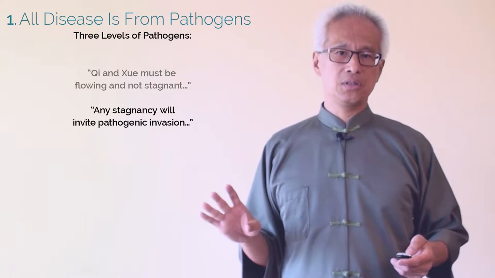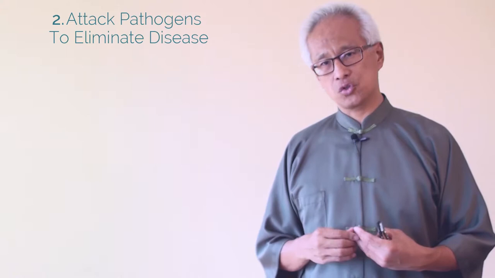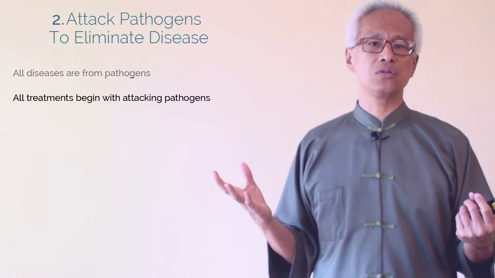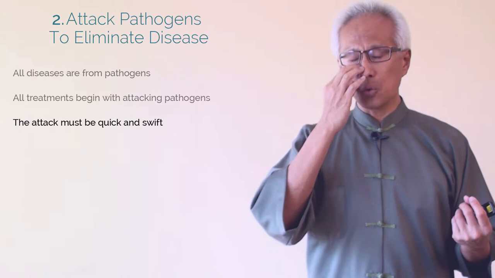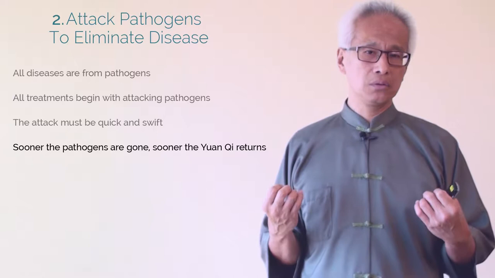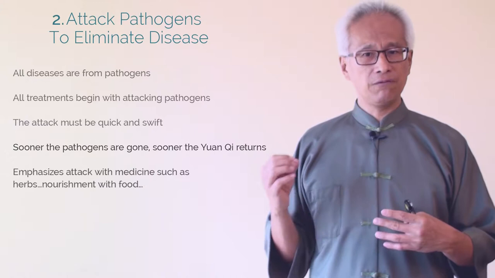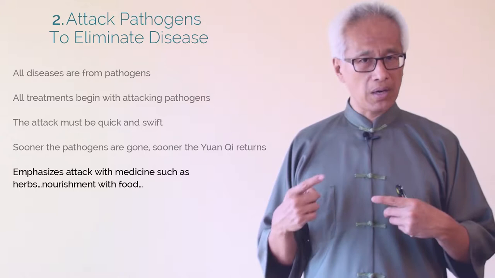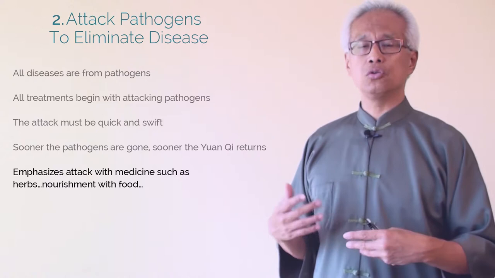So number two, his second distinct feature of this school of thought is to attack pathogens to get rid of disease. Again, he says all diseases are from pathogens. All treatment begins with attacking these pathogens. The attack must be swift and quick. There is no slow, gradual build-up. It's a quick attack. The sooner the pathogens are gone, the sooner the source qi, yuan qi, returns. And he emphasizes attack with medicine, such as herbs, acupuncture treatment, and bloodletting therapy. But when you need to restore the body's function, when the attack is gone, when you're just trying to nourish the body, you nourish with food.